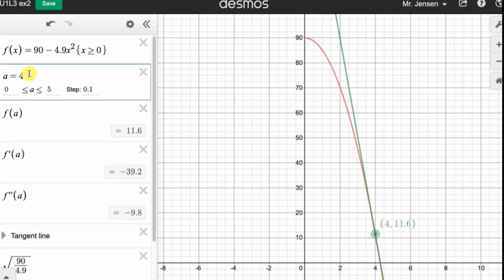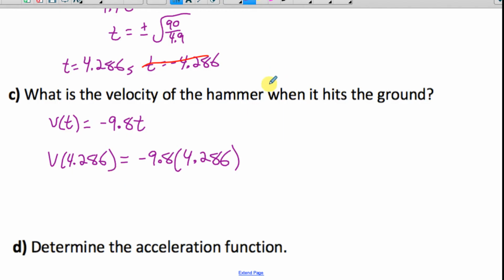So let's sub in 4.286. The original function is at 0. I mean, there's rounding, so it's a little off, but the first derivative has a value of about negative 42. So it's about negative 42 meters per second. Velocity is in meters per second. It's the rate of change of displacement with respect to time.